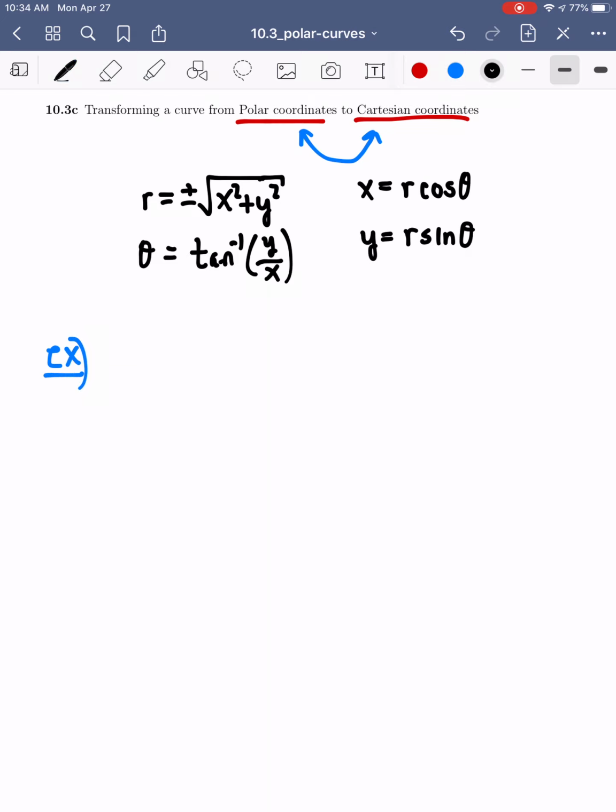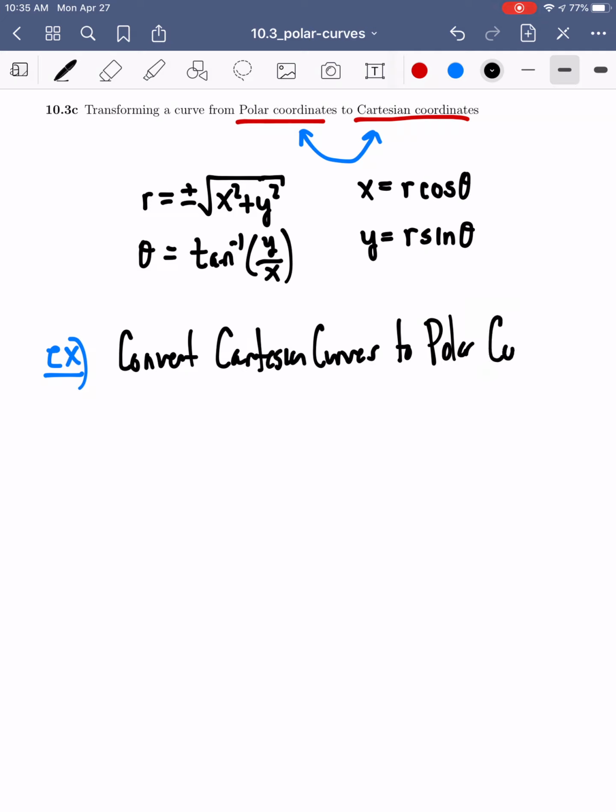So the first example we'll do is convert Cartesian curves to polar. Example number 1. We're starting off with y equals 8x squared, and we want to convert this to a polar curve. And we'll be finished when there are only r's and thetas left.